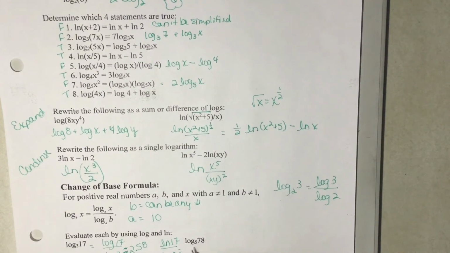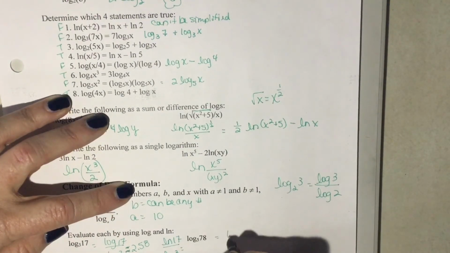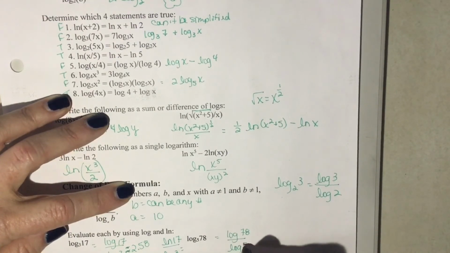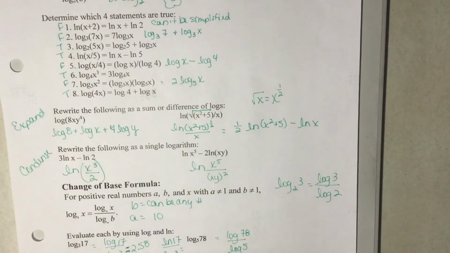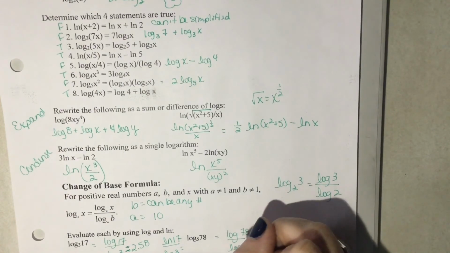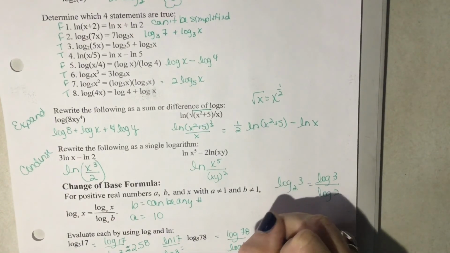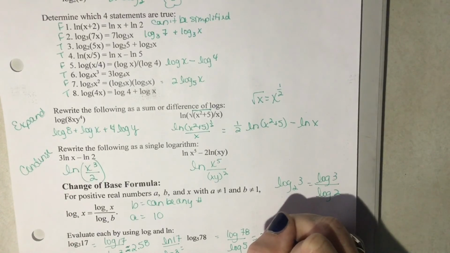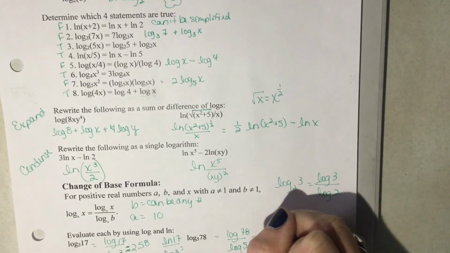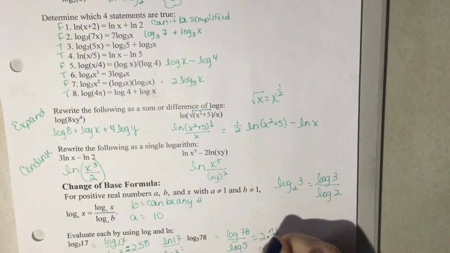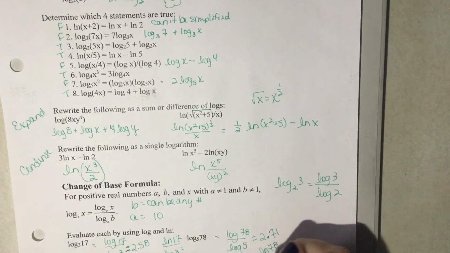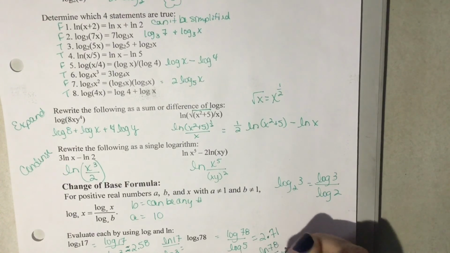All right? Do the same thing here. You get log 78 divided by log 5. And what answer do you get for that? Say that again. 2.78? 2.71. And then if I would convert that into a natural log, I should have the same thing.